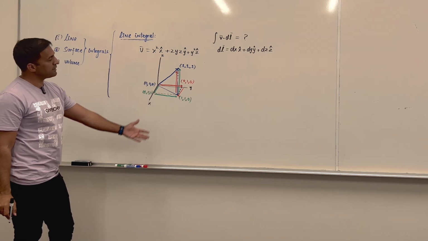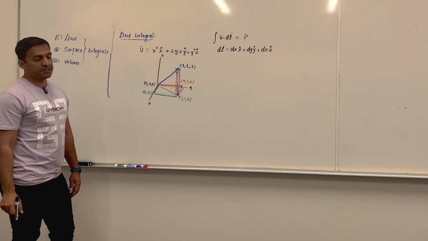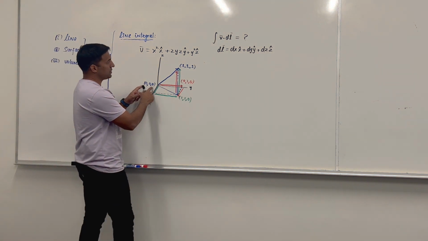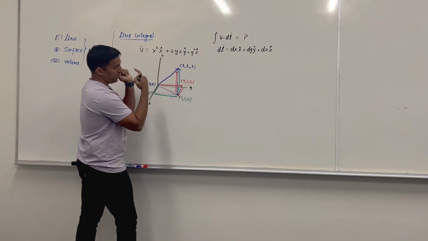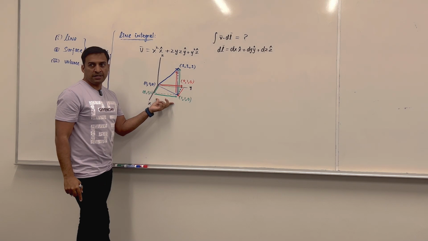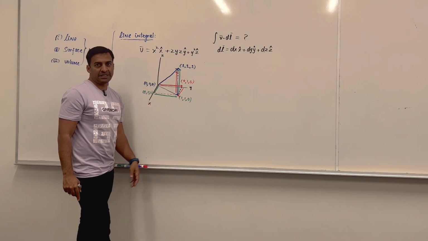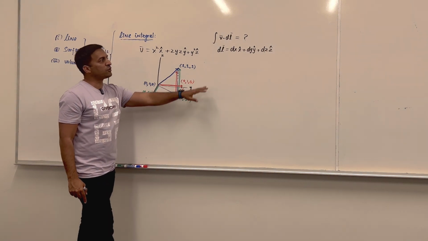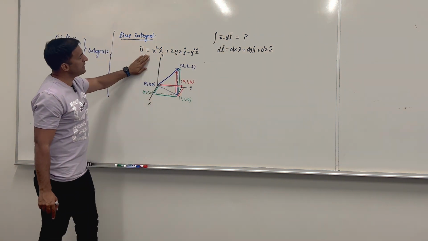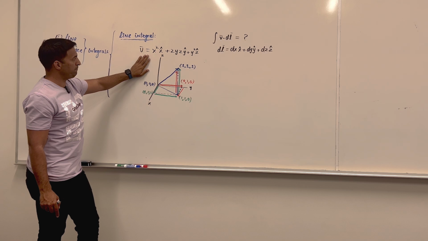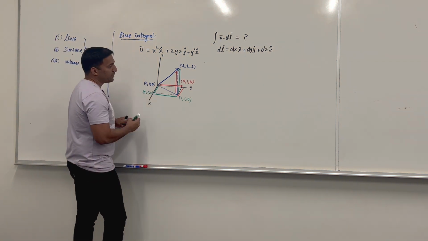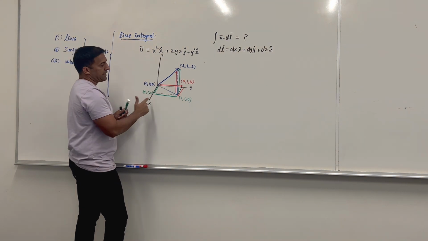So 3 colors, green, red, and blue, and 3 different paths, all starting at 0, 0, 0, ending up at 1, 1, 1. I'm going to solve for 2 of them. Let's solve for the green path and then this blue path. The third one I'll leave to you. Okay, so we want to calculate this quantity v dot dl, and this is the vector field or vector function v.